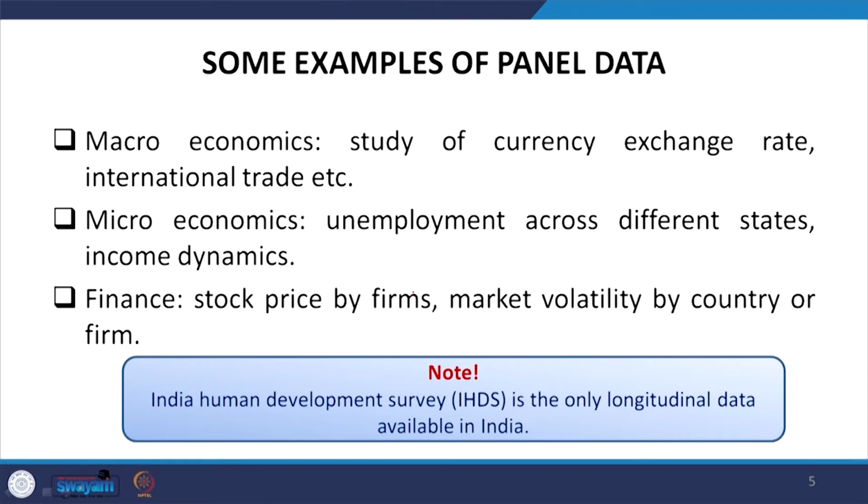Now, coming to finance aspects, examples like stock price by firms, market volatility by country or firm, etc. are examples of panel data. Okay, so we have now noted that IHDS is the only longitudinal data available in India. So far as a clear cut cross sectional coverage of different aspects of human development is concerned, it is very much available in the IHDS data, and that is also a panel. Now, the question again occurs, which kind of panel, balanced or unbalanced, we are going to clarify very shortly.